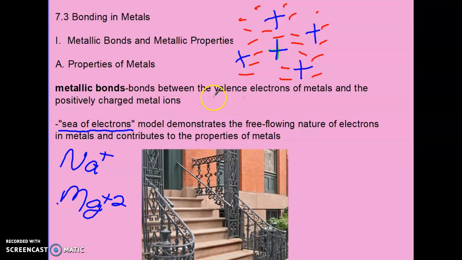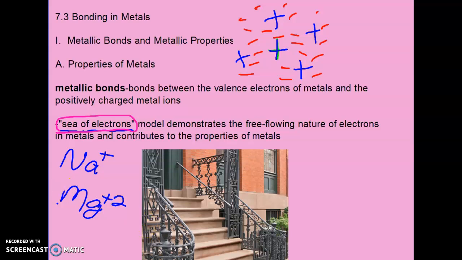But what happens when you have a sample of metal atoms together is we talk about this concept of the sea of electrons model. They don't hold on very tightly to these valence electrons, and so they kind of share them with all the other metal atoms in this sample. So we say that the positive ions of metals are surrounded by this sea of electrons when you have a sample of metals.